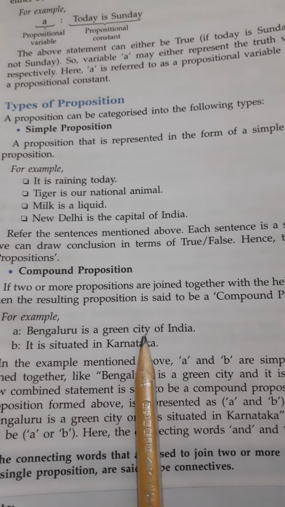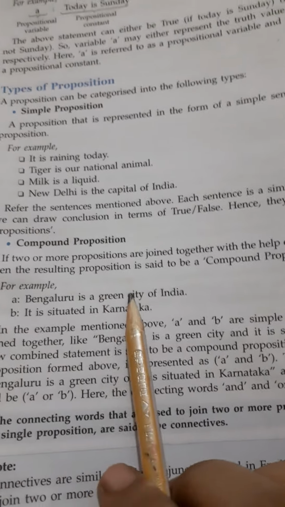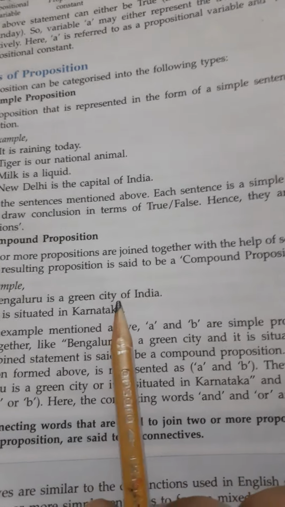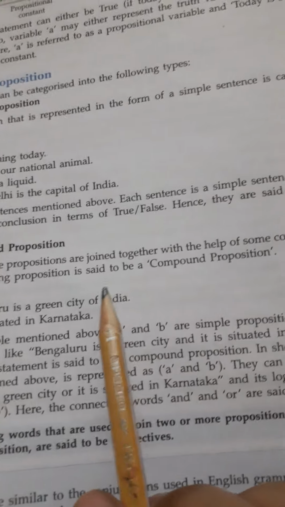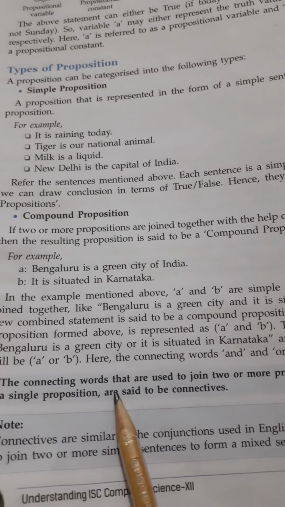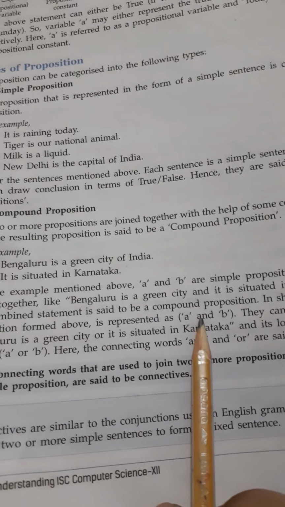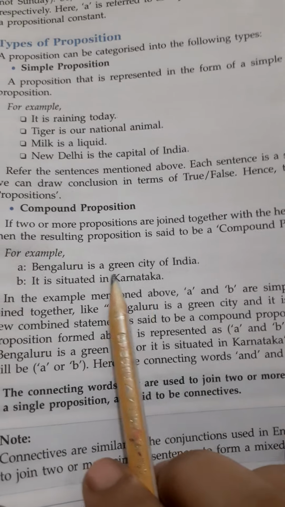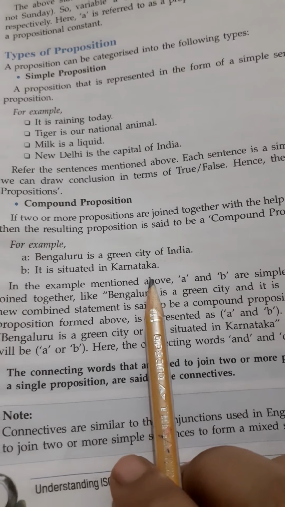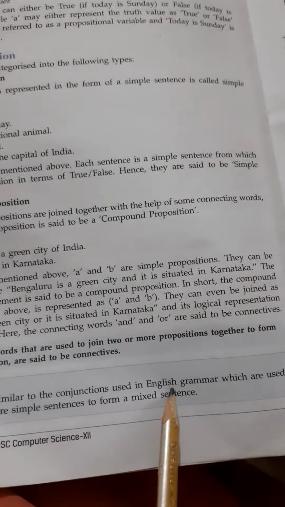Like, suppose Bangalore is a green city of India. This is the one proposition. Another is it is situated in Karnataka. Now you can join these two sentences or propositions with the help of some words, conjunctions in English. Those words are known as connectives. So connectives are the words which connect these two sentences. Either you can join them by or by and. So you can say Bangalore is a green city of India and it is situated in Karnataka. Bangalore is a green city of India or it is situated in Karnataka, like this. So connectives are just like the conjunction which is used in English grammar.